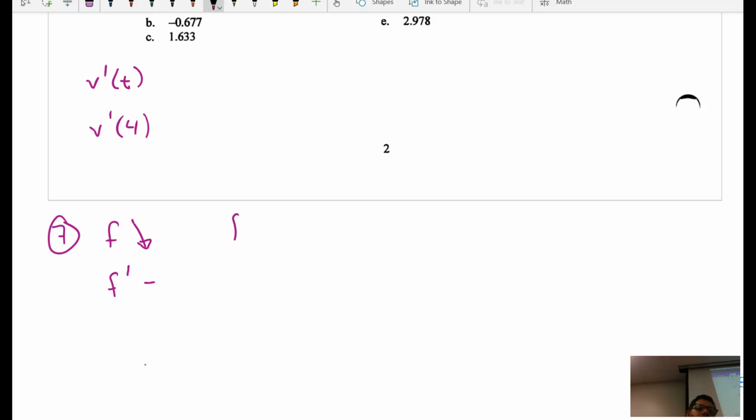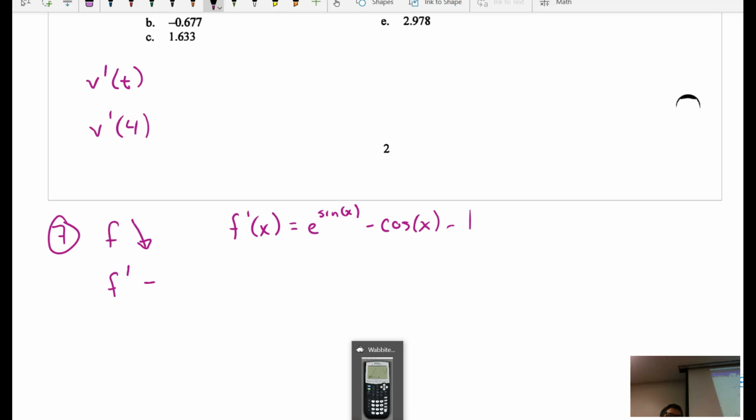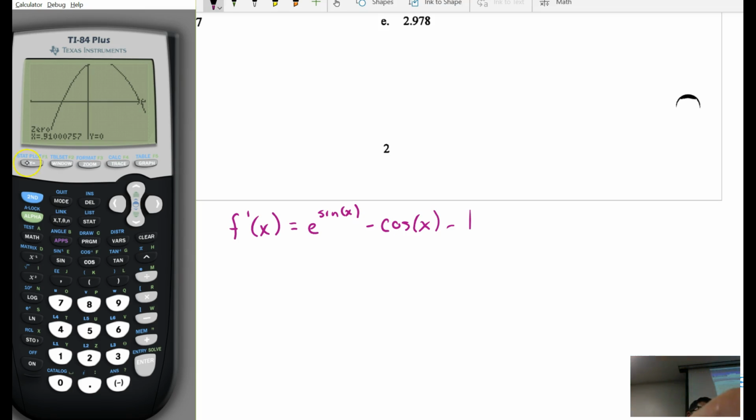So if we need f prime to be negative, then what will we do with that graph of f prime, e to the sine x minus cosine x minus 1? Well, we want the derivative to be negative, and we already have the derivative. We just want to see where that function is negative, so plug it into y1. From 0 to 9, how come 0 to 9? That's the interval that's given.